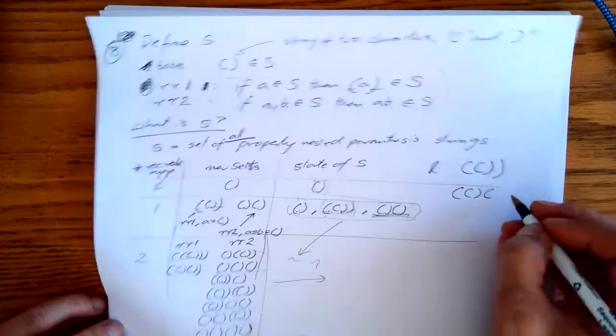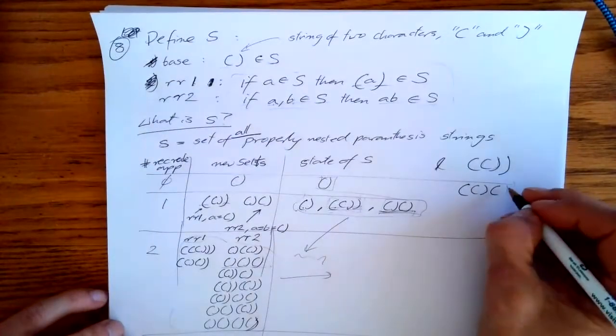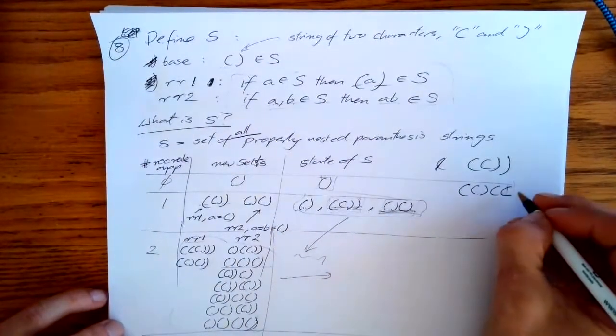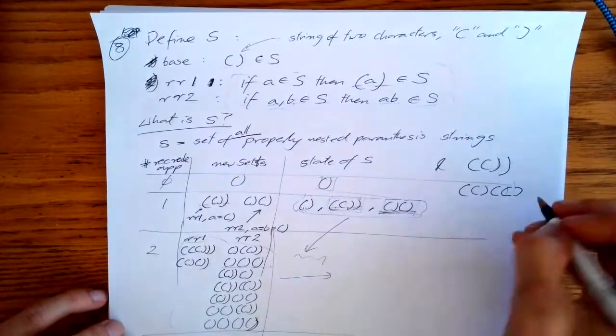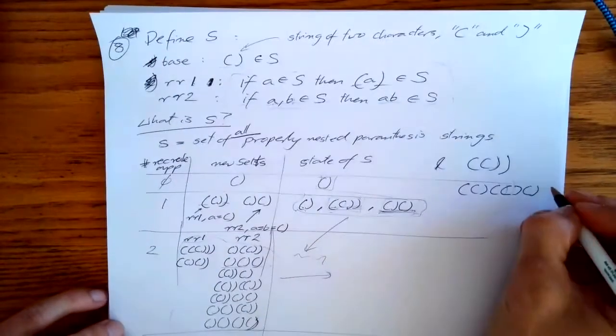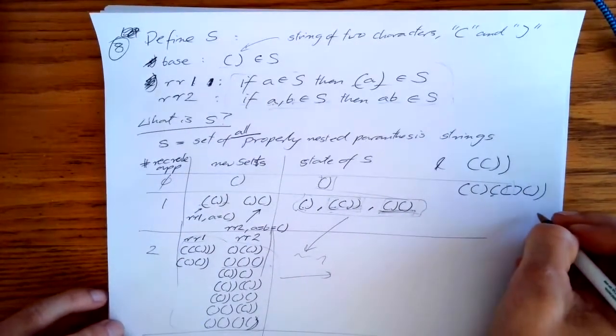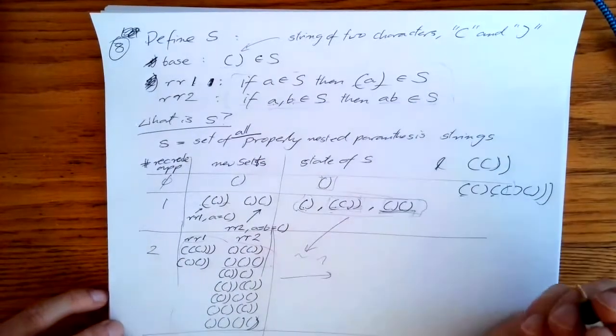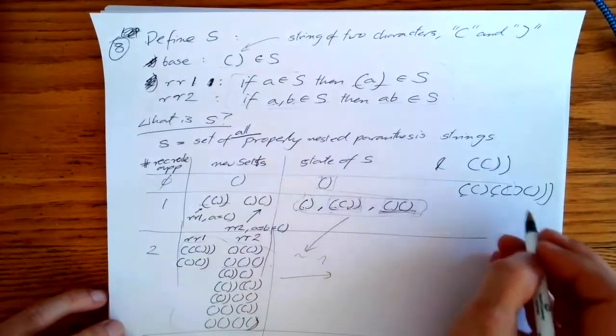And how can I continue? Well, I can close and close, but perhaps I opened another one, and now I closed this one. And perhaps I opened another one and closed this one. And now I closed this, and now I finally closed that. You can see that there are many ways to go.